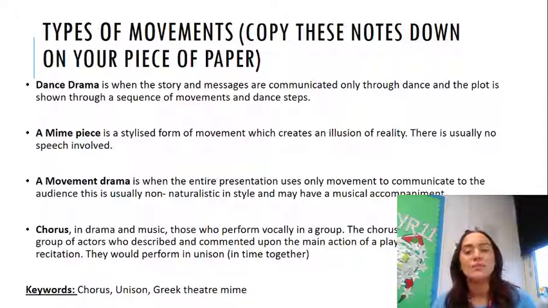So chorus. Now chorus is something that is going to be really relevant when you come back, because we're going to be going into the Greek theatre aspect, and chorus is used a lot in Greek theatre. Chorus in drama and music are those who perform vocally in a group. The chorus in Greek theatre was a group of actors who described and commented upon the main action of the play with song, dance and recitation. So they would recite certain things. They'll perform in unison, and unison means that they are in time together, so they are not going off and doing their own thing. They're making sure that they are really well timed and performing together. So if you could copy that down for me and then write the keywords chorus, unison, Greek theatre and mime.